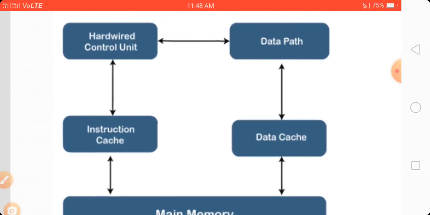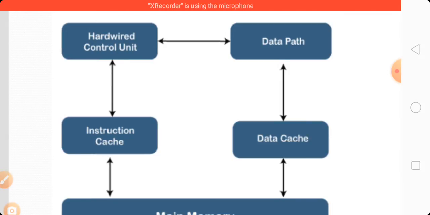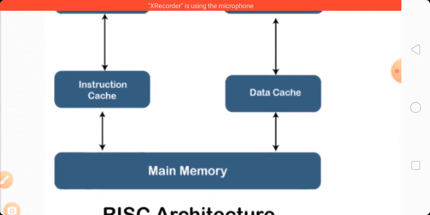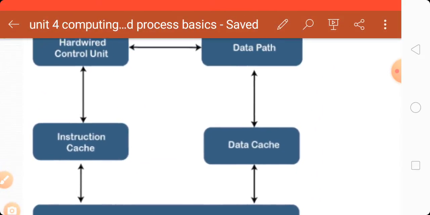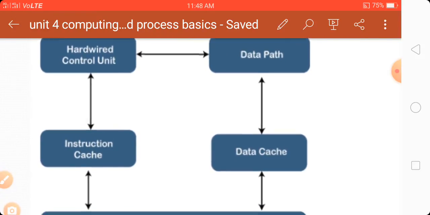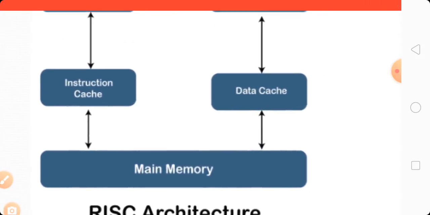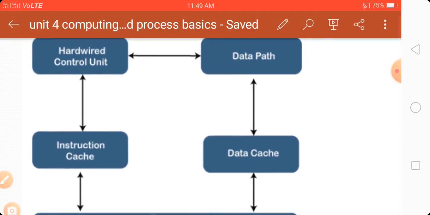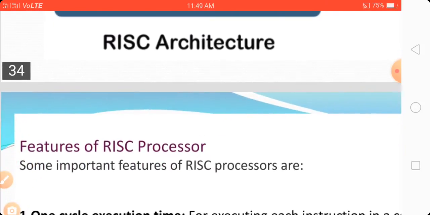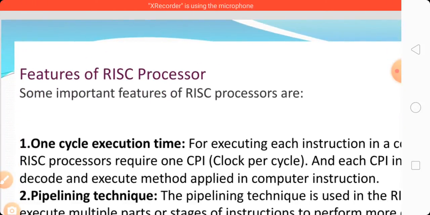The first unit is the hardware control unit. Second is the data path, then the instruction cache, data cache and main memory. There are two types of cache, instruction cache and data cache. Here is the data path. This is the architecture.